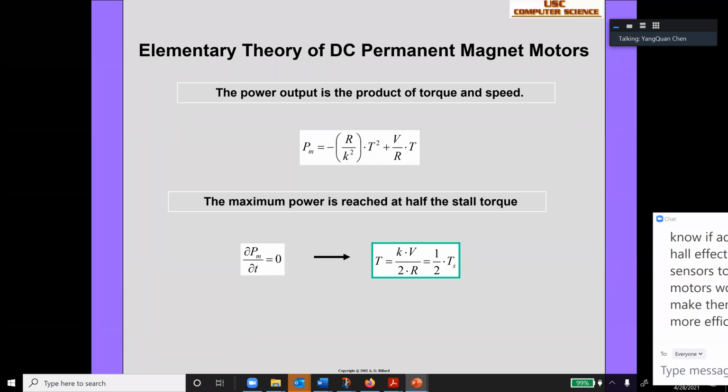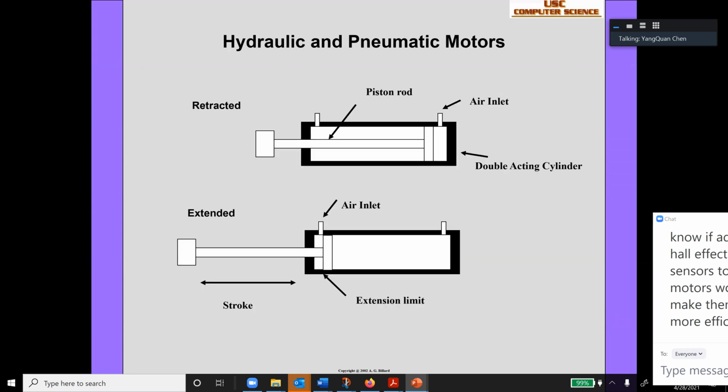Because the torque is high, basically I got stuck, I cannot move. So we're going to go through this in the next deck of slides. We are also going to talk about hydraulic and pneumatic next time, not today, but in reality you are going to meet hydraulic motors and pneumatic motors as well. Hydraulic is by liquid, pneumatic is by compressed air.